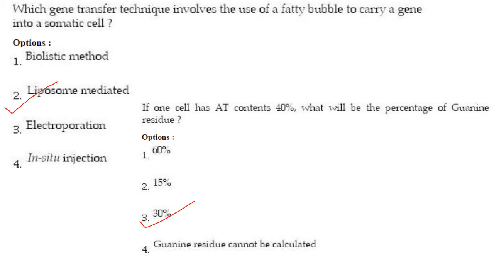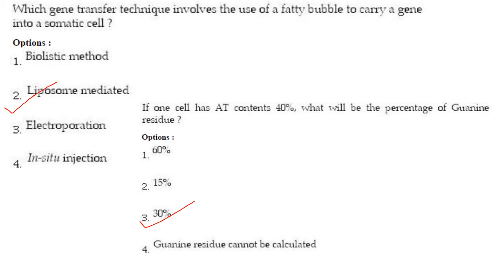Which gene transfer technique involves the use of a fatty bubble to carry a gene into a somatic cell? Option 1, ballistic method, 2, liposome mediated, 3, electroporation, 4, in situ injection. Answer is option 2, liposome mediated. Next one.